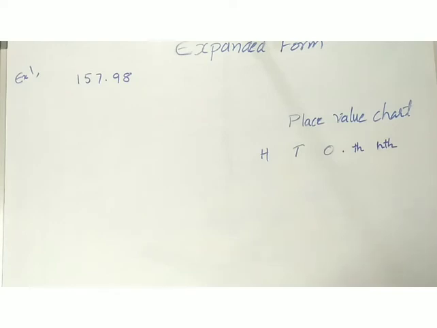Everybody must remember that after the decimal point, you should not read 9 and 8 as 98. If you read it as 98, it is entirely wrong. 157.98 means you pronounce the individual digits. First we want to arrange this number in a place value chart.